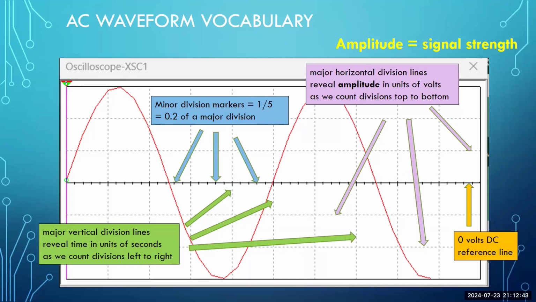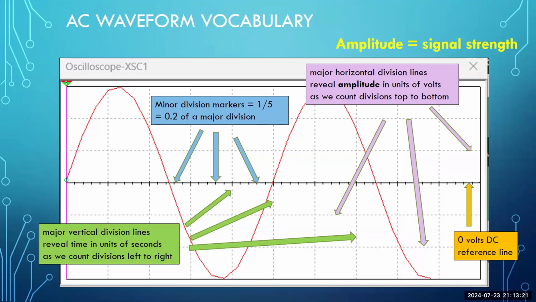The pink box and pink arrows describe something called major horizontal division lines. And the horizontal division lines go left to right. I have the arrows placed on 3 of them going left to right. And they reveal something called amplitude. Amplitude is defined in yellow as signal strength. How strong is that signal? If you have a weak signal, the sine wave will probably be pretty small. If you have a strong signal, a sine wave will appear to be very, very tall. So think of amplitude defined as signal strength.